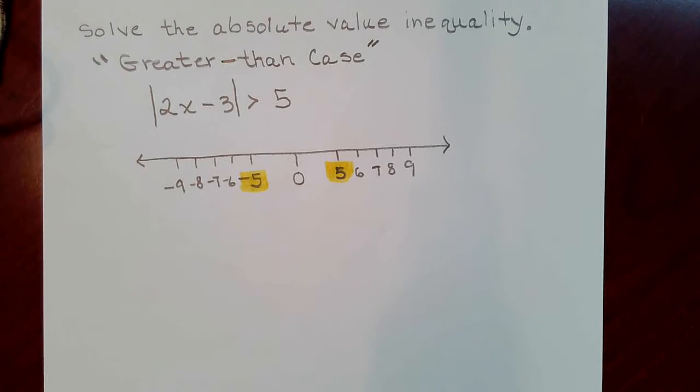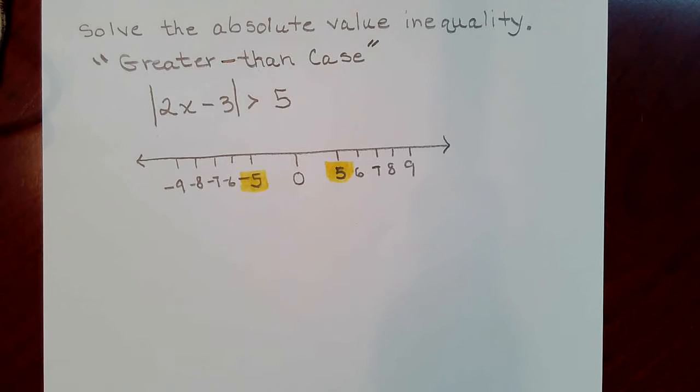Okay, in this video, we're going to be looking at how to solve the absolute value inequality greater than case. You see that we're presented here with the absolute value of 2x minus 3 is greater than 5. And before we go into the setup that was suggested earlier in the lesson, I want to discuss why we're going to set this up as an OR case.